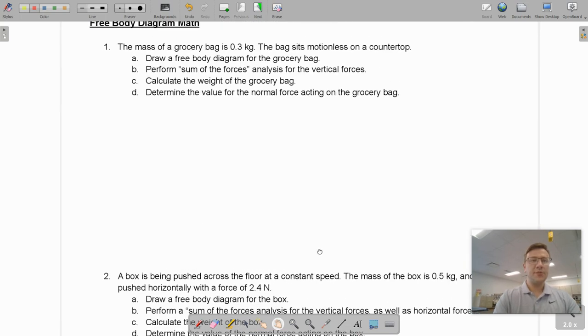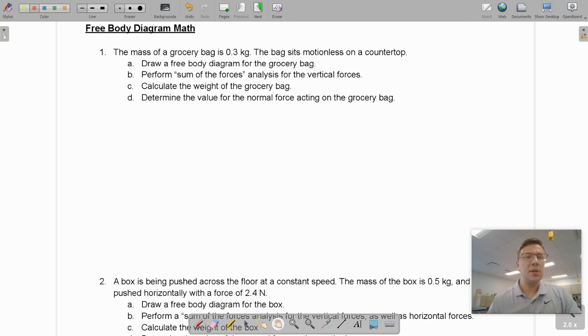This first problem says the mass of a grocery bag is 0.3 kilograms. There's some groceries in the bag. The bag sits motionless on the countertop. Number one, draw a free body diagram for the grocery bag. Perform a sum of the forces analysis for the vertical forces. Calculate the weight of the grocery bag. Determine the value of the normal force acting on the grocery bag.